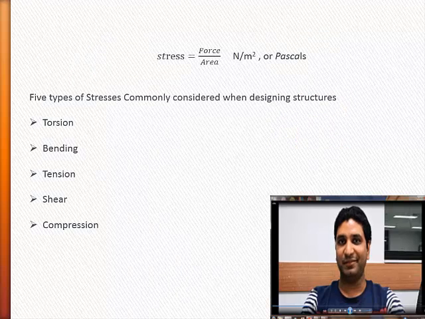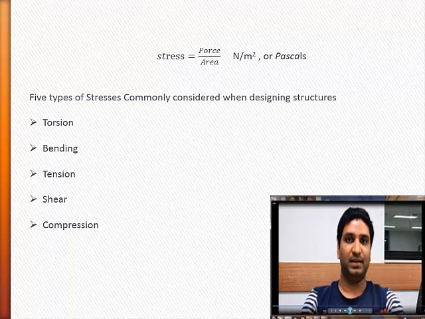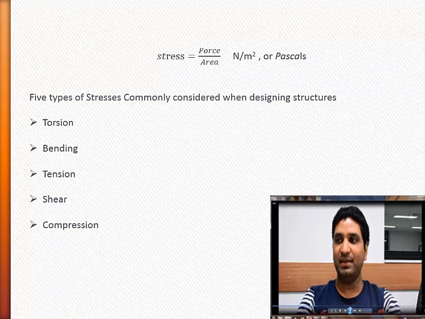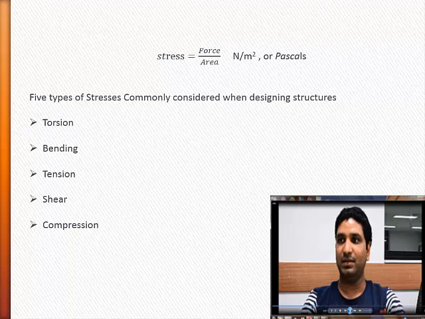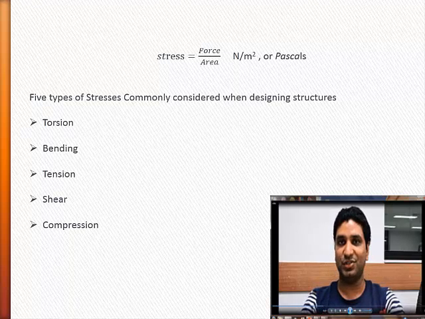So the force applied on an object is called the stress, and the change in length or size is called the strain. Mainly there are five commonly considered forces when designing any structure, and they are tension, compression, torsional, shear and bending forces.